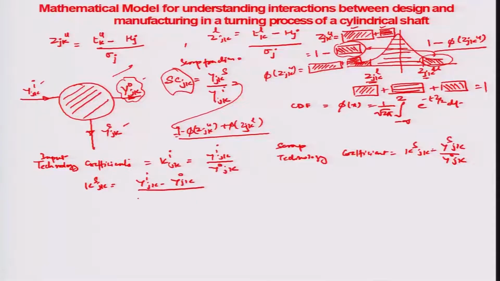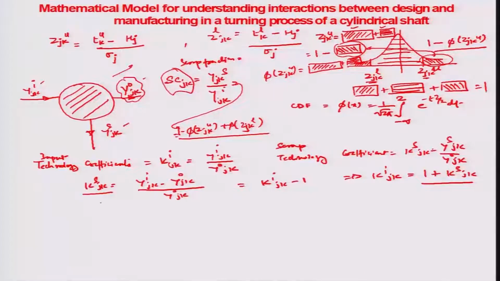Okay. In other words, I can call this the input technological coefficient minus 1, or in other words the input technological coefficient for the jth machine processing the kth specification is the scrap technological coefficient in the similar situation plus 1.